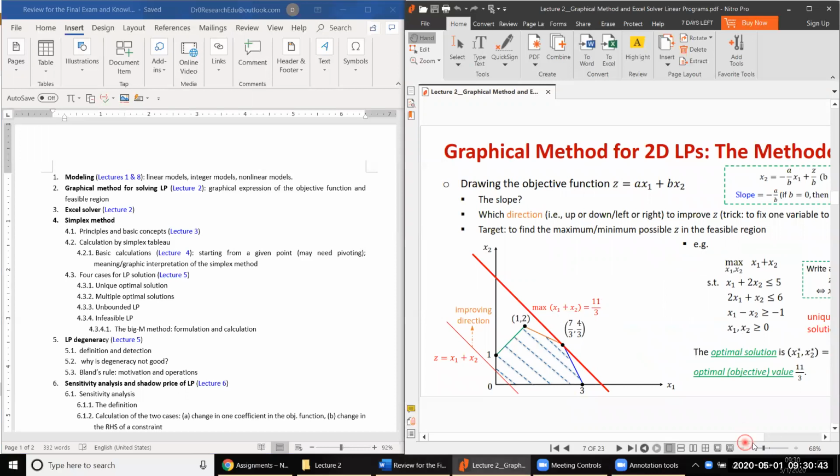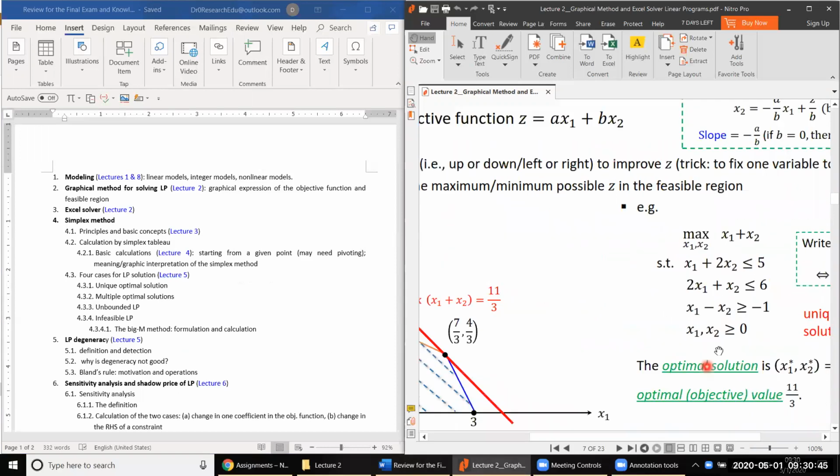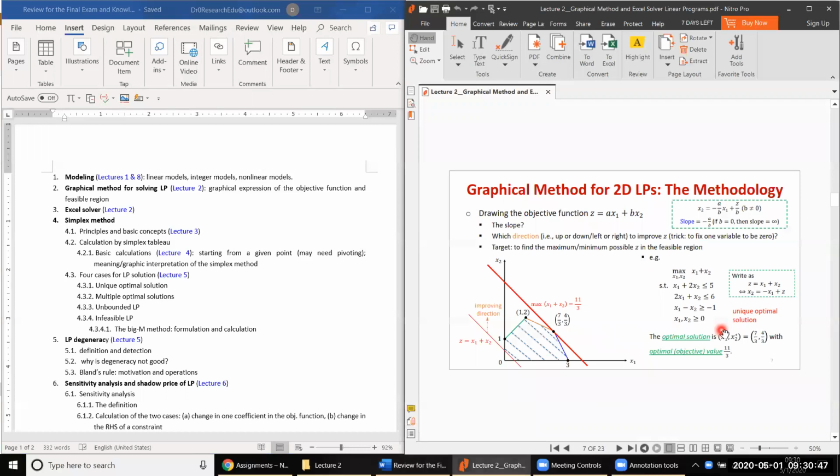First of all, you need to write the slope of it, and then after getting the slope, you need to judge which direction is the improving direction. Sorry, I'm talking about the objective function. You need to write the slope first, and then judge which direction is the improving direction. Remember the trick to fix one variable to be 0, and you only need to see the other one. For example, you fix x1 to be 0, then you only need to see the x2 direction, which makes your life much easier.